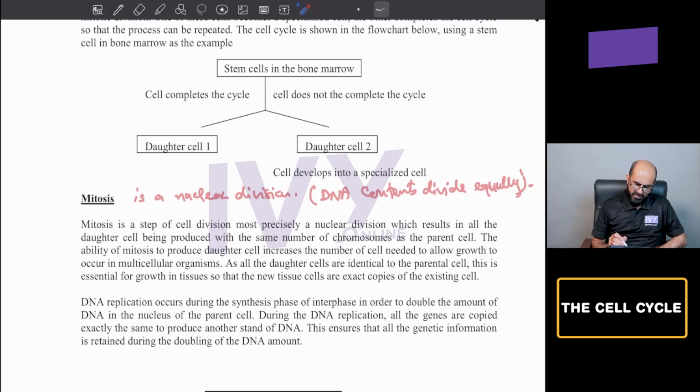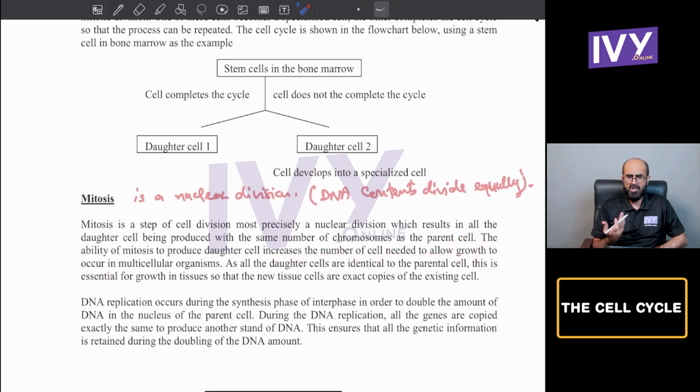So here, precisely a nuclear division, which results in all the daughter cells being produced with the same number of chromosomes. Because once you double the chromosome number, then when it is halved, the same number of DNA will be restored as before the doubling, as in the parent cell. The ability of mitosis to produce daughter cells increases the number of cells needed to allow growth to occur in a multicellular organism.